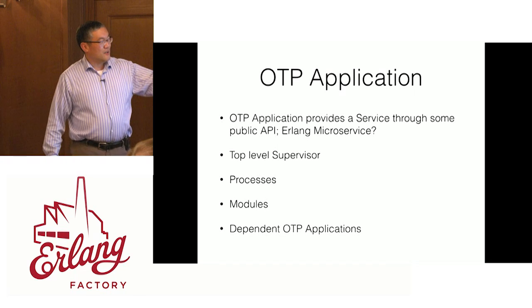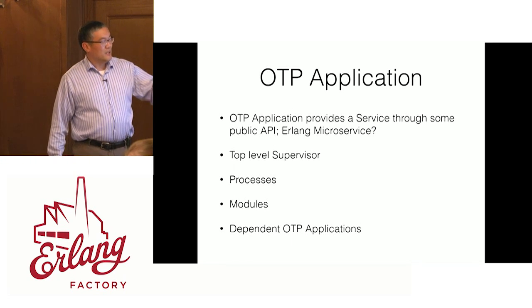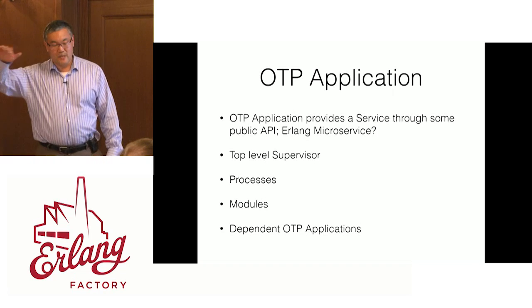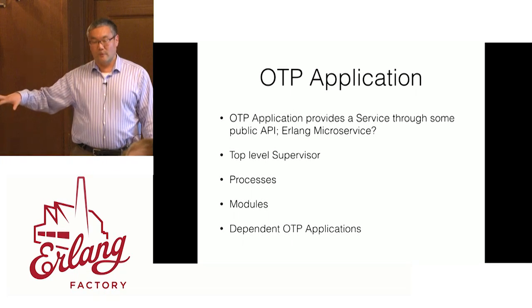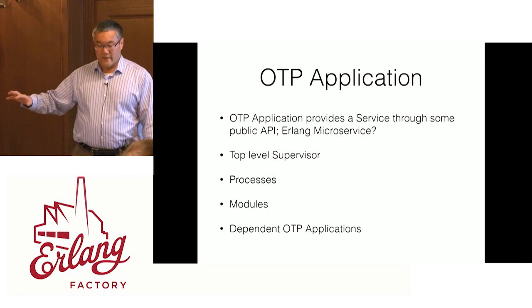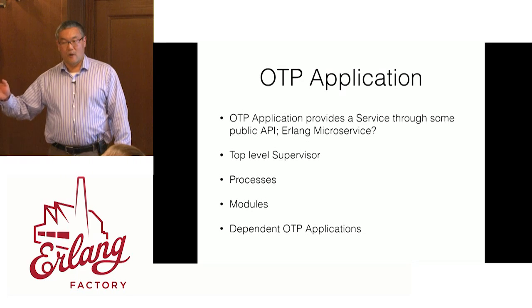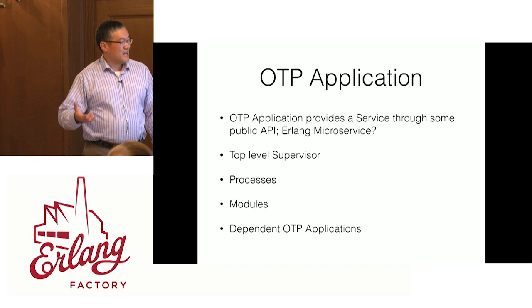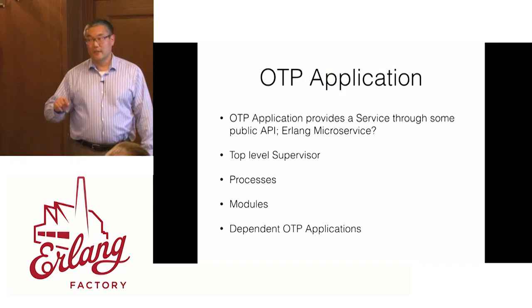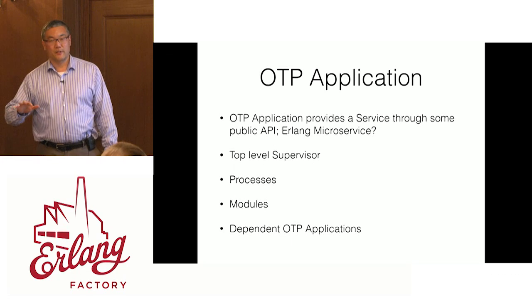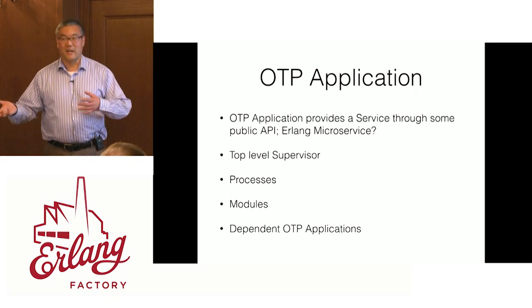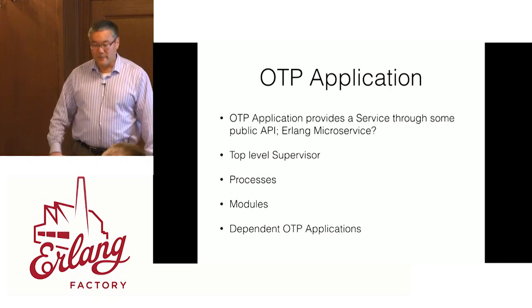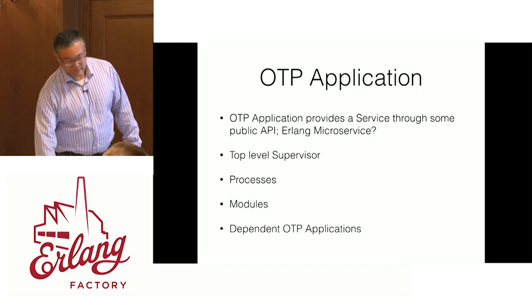But in here, we have an OTP application. Usually what defines that is that it has some top-level supervisor that starts all of the worker processes, and then the application also knows about all of the code that's inside of it. And finally, the application has a list of other applications that it's dependent on. So all applications depend on stdlib and kernel, but other applications might depend on Mnesia or Logger or what have you. So there's this dependency tree that gets built.